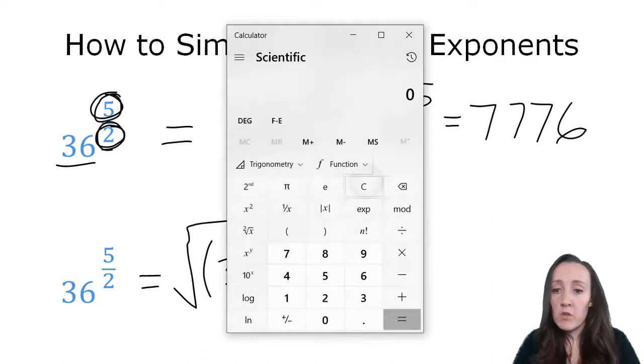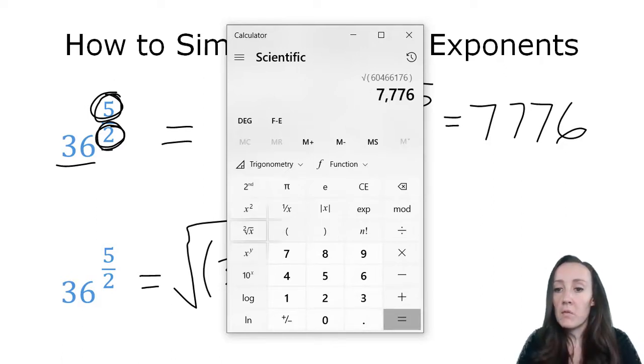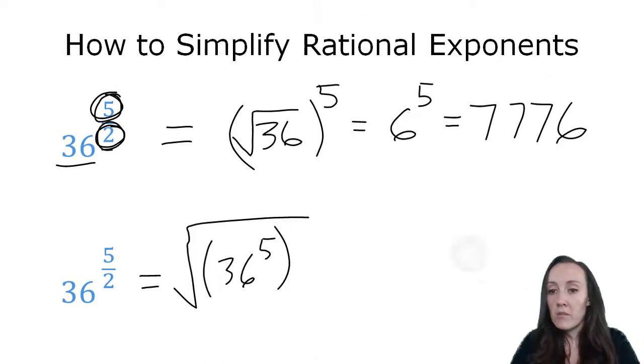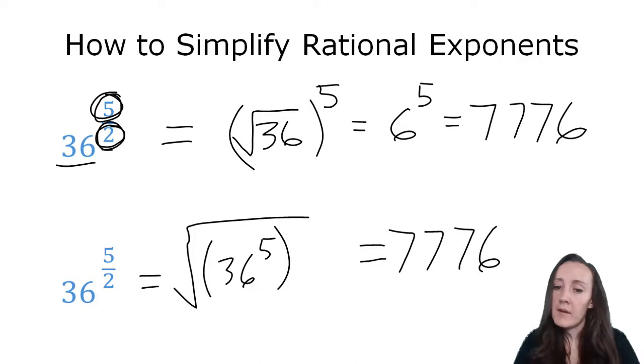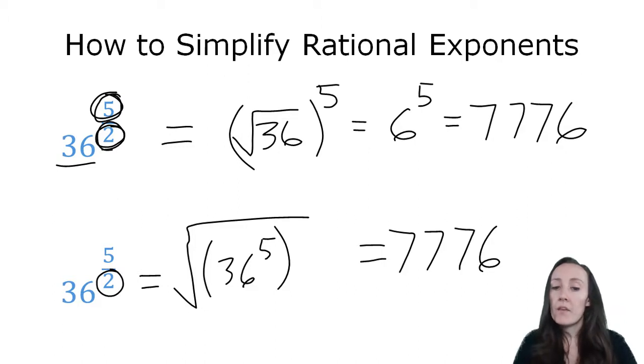It's a little bit more challenging in my opinion, because if you do 36 to the 5th power, you get this really huge ginormous number. And then when you square root it, you do end up getting the same answer. So you can do it in either order. It doesn't matter. But the basic idea is that the bottom number is going to tell you what type of root you do to the number, and then the top number just works like a normal exponent.